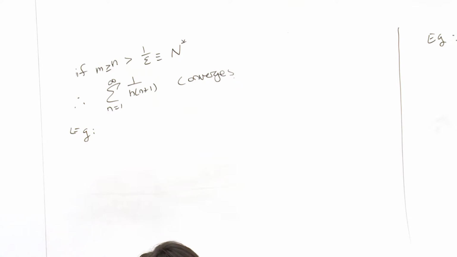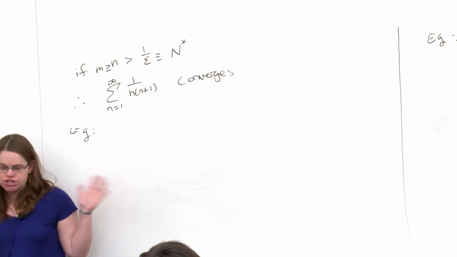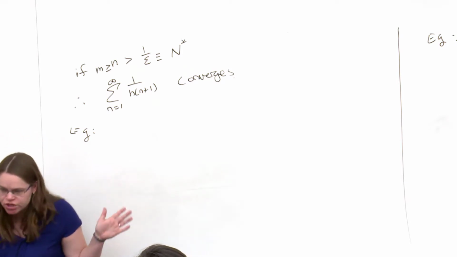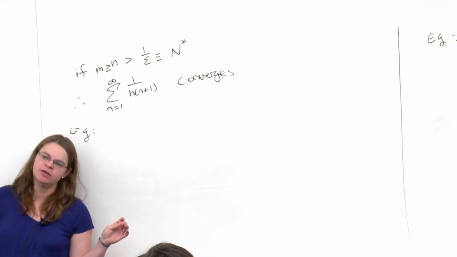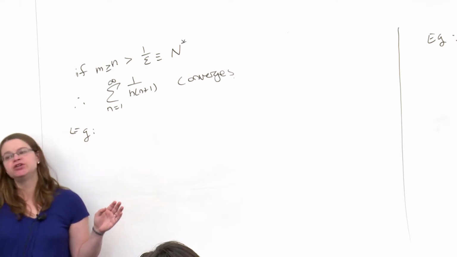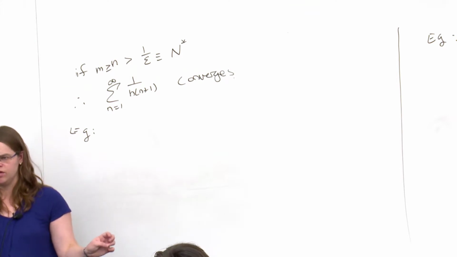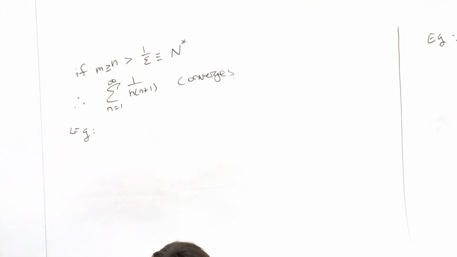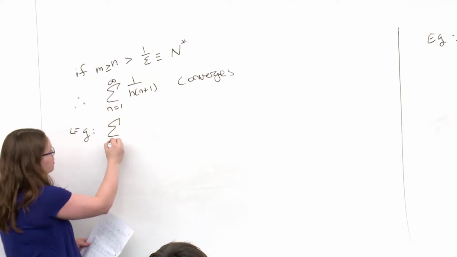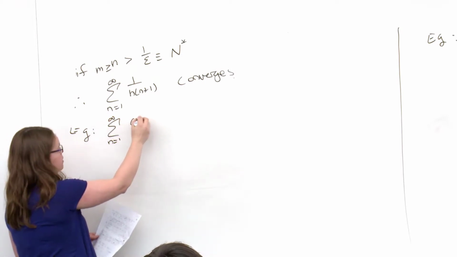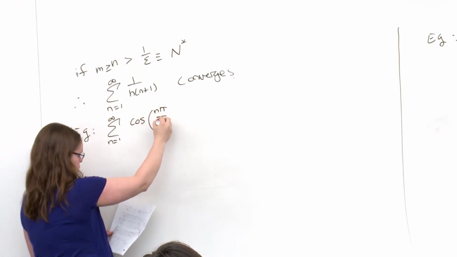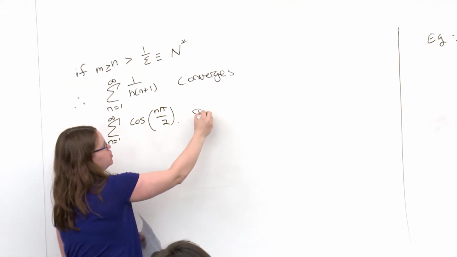Okay, so we can also use this to show that a series diverges, right? We know that for the Cauchy criterion, there was an if and only if statement, right? The sequence of partial sums converges if and only if it forms a Cauchy sequence, right? So if it's not a Cauchy sequence, we automatically know it diverges. Those two things are completely equivalent. So if we do this example, say cosine n pi over 2, and we want to show that this diverges.